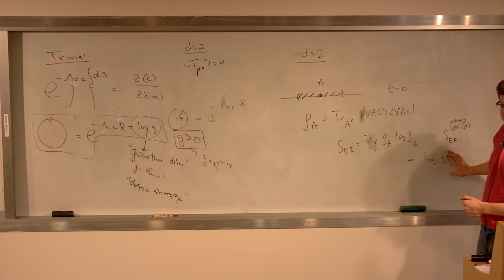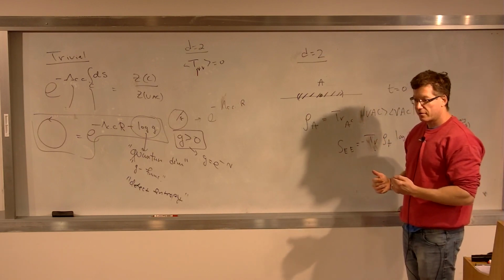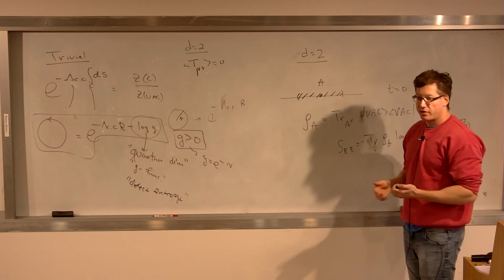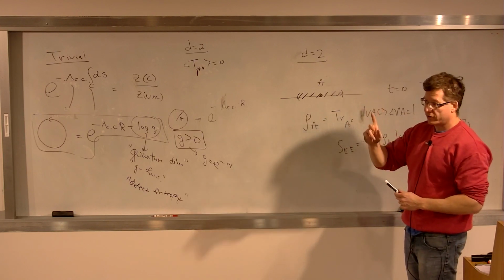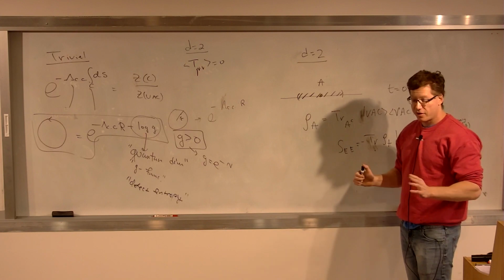It could be negative. Yes, it could be negative. So the defect could decrease the entanglement of the vacuum with the outside. And actually it is negative, for instance, in the defect that we spoke about yesterday with an external magnetic field in the 2D Ising model. So there are many examples where it's negative.